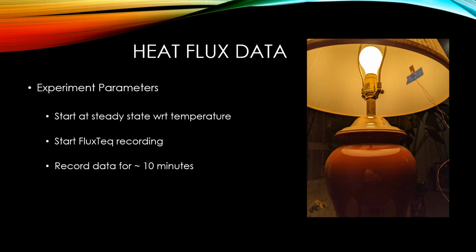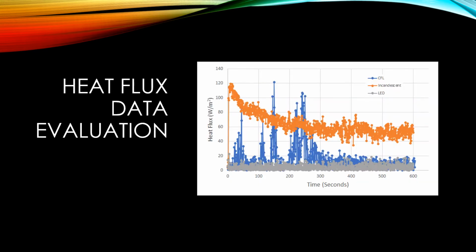So once the sensors were in the correct placements and the system is at steady state, the data collection through FluxTech was started and the light was switched on. I then let the data collect for roughly 10 minutes, and after this was done, I repeated the process for the other light bulbs. After collecting the heat flux data for each 3 light bulbs, I gathered a lot of points, probably more than what was necessary, but it's good to see a little variation in the data.